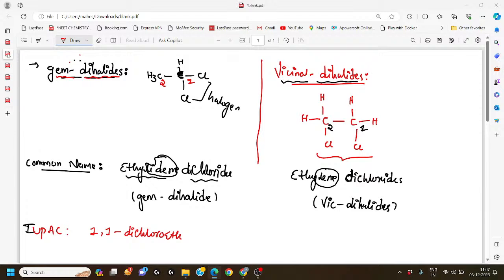So we name it as ane. So 1,1-dichloroethane. Okay, I hope the IUPAC name is clear to you. Now let us try to understand the IUPAC name of vicinal dihalides.